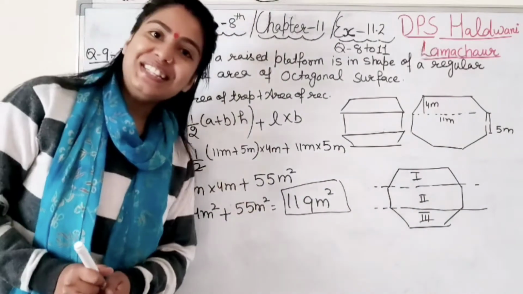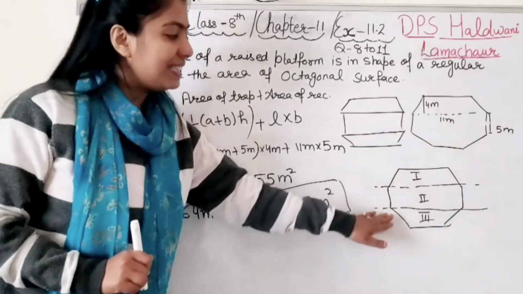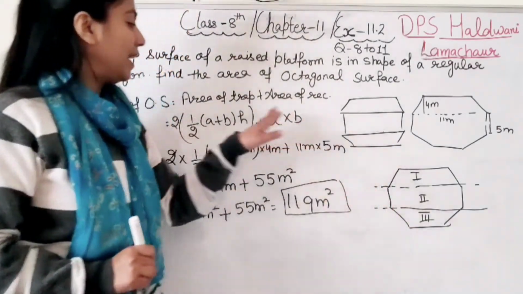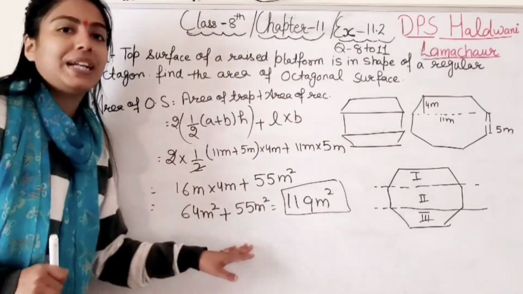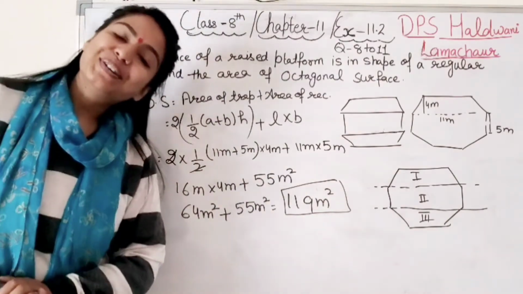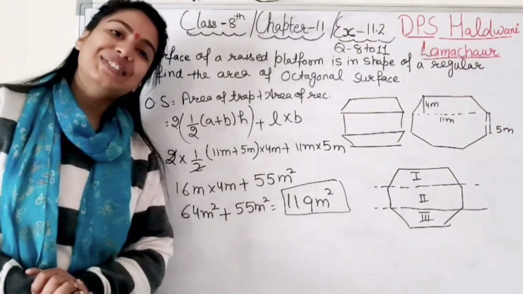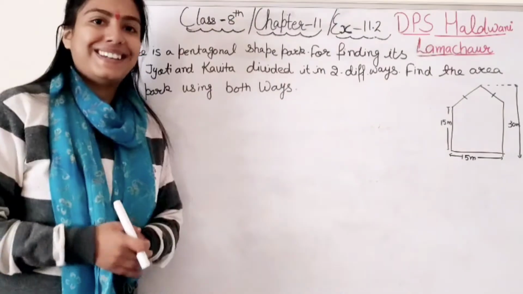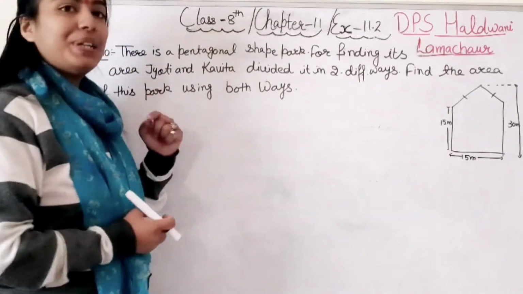That's it. Very simple. We just divided the octagonal surface into 3 parts, and we know the values. Let's put the values and get the answer. I hope you understood this question. So this was question number 9, and now coming to our next question, question number 10.